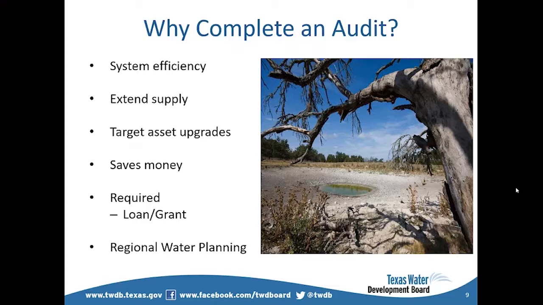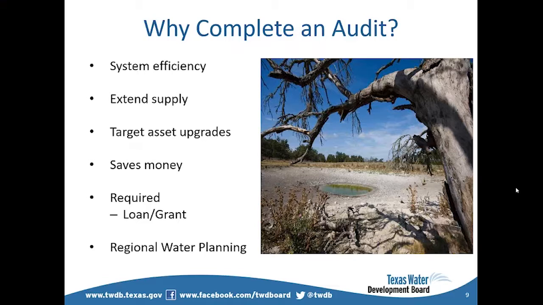It's sort of a drought-proof source. The water loss audit also has quite a few tools in it that can help a utility. One of those is the assessment scale, which I'll touch on a little bit later. That's an important piece because it will help a utility to target the assets within their system and then potentially find ways to upgrade those assets.